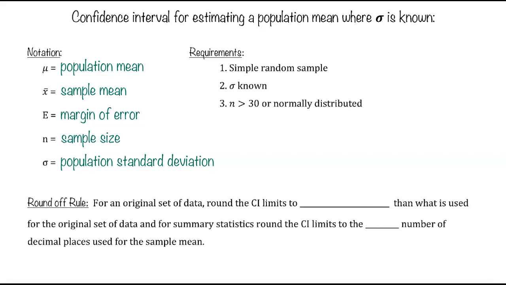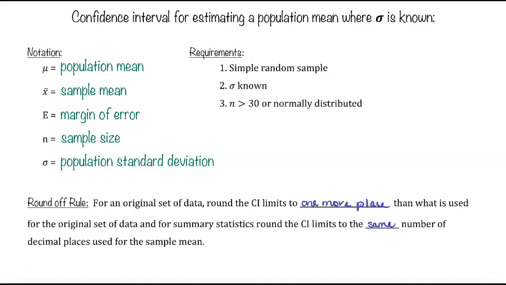When we're calculating the confidence interval limits, it's important that we round to the correct number of decimal places. This is called the round-off rule. If we are given an original set of data, we need to round the confidence interval limits to one more decimal place than what is used in that original set of data. If we are instead given summary statistics for that data set, we will round our confidence interval limits to the same number of decimal places that are used for the sample mean.